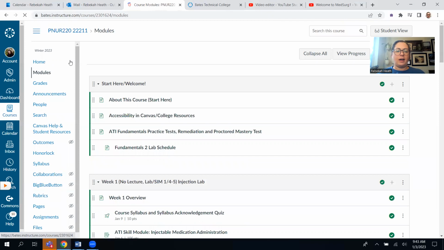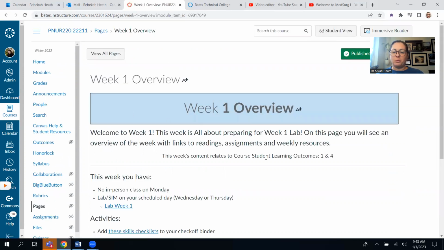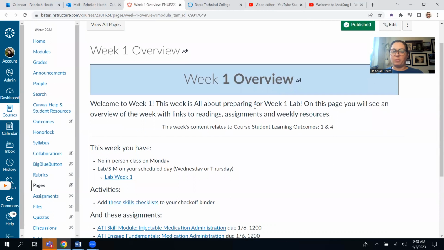So then moving into the weeks, you're going to have overview pages just like before, telling you what we're going to be learning. Again, outcomes, right? We learned about that in our Med-Surg overview welcome. If you haven't looked to see what your learning outcomes are for this course, I would encourage you to go look at the syllabus.